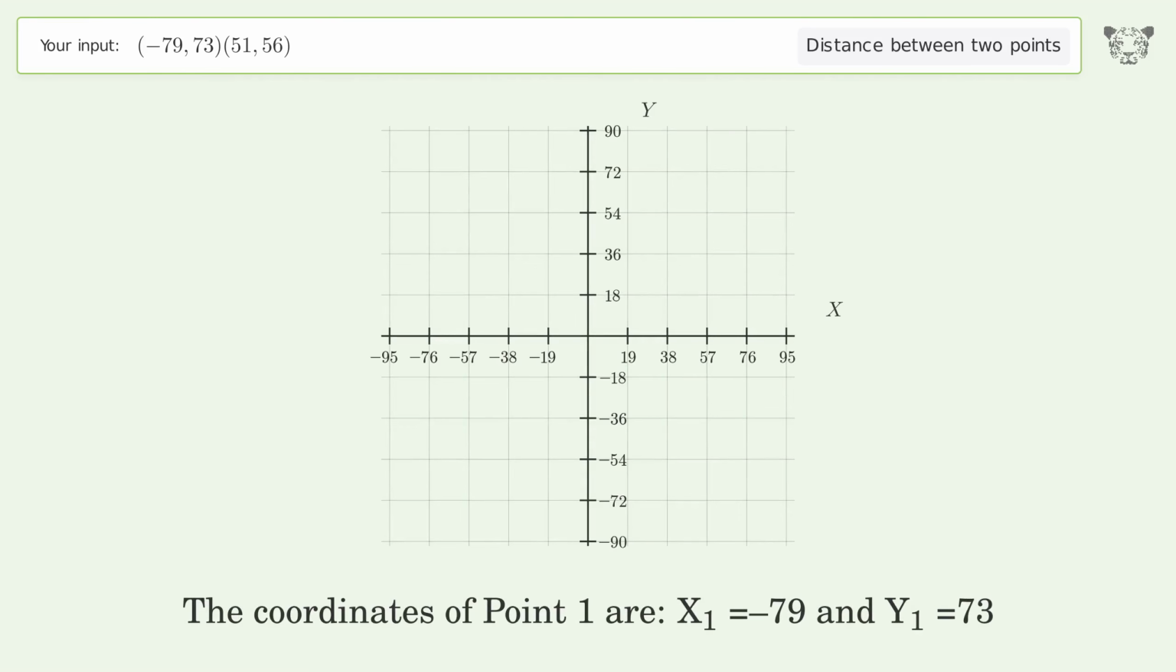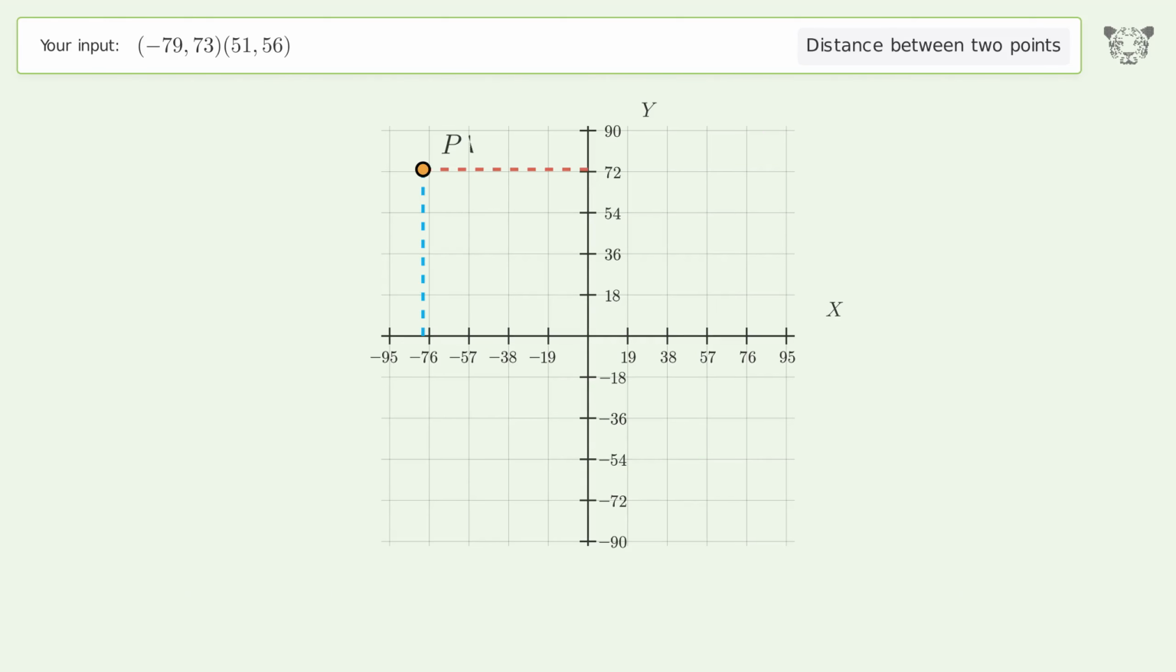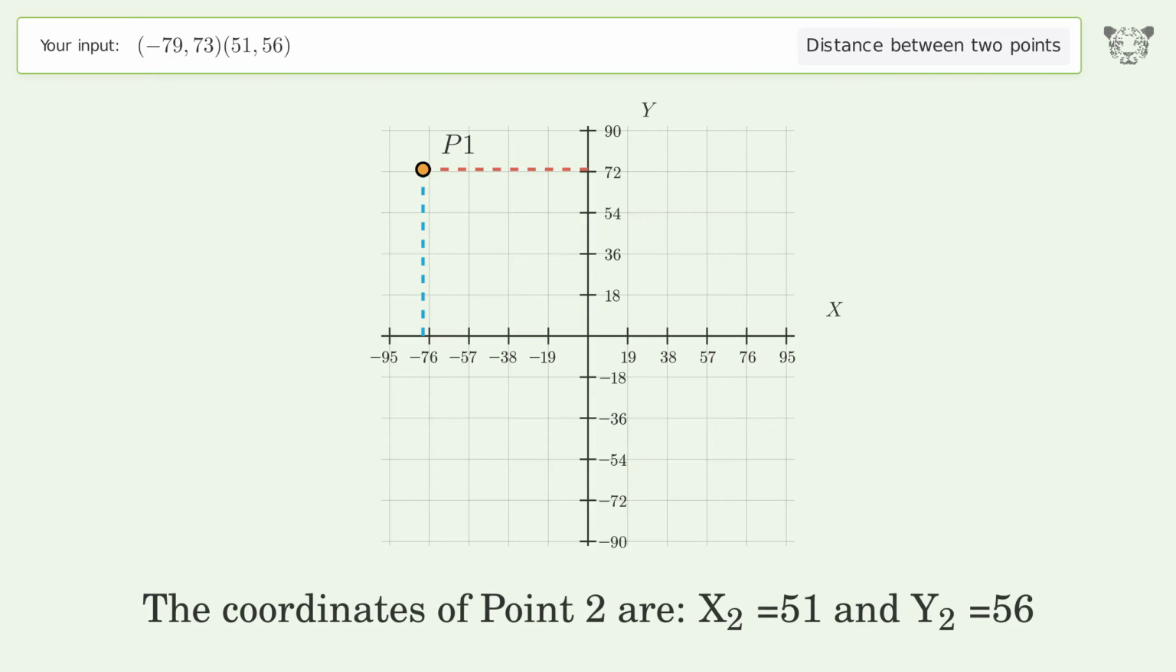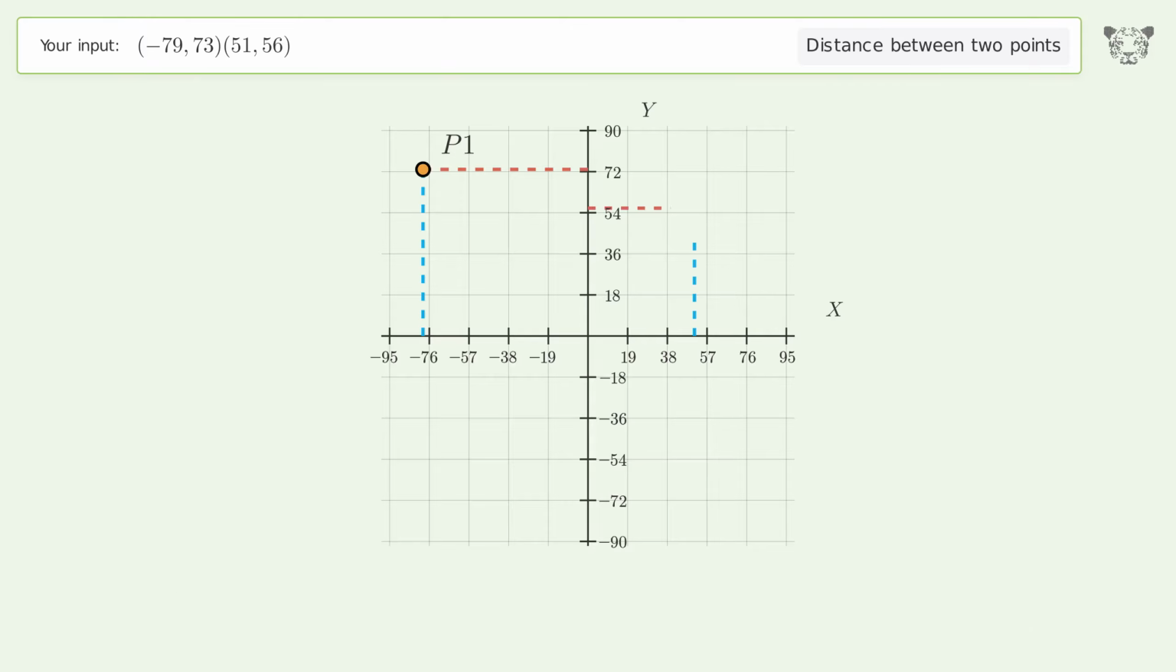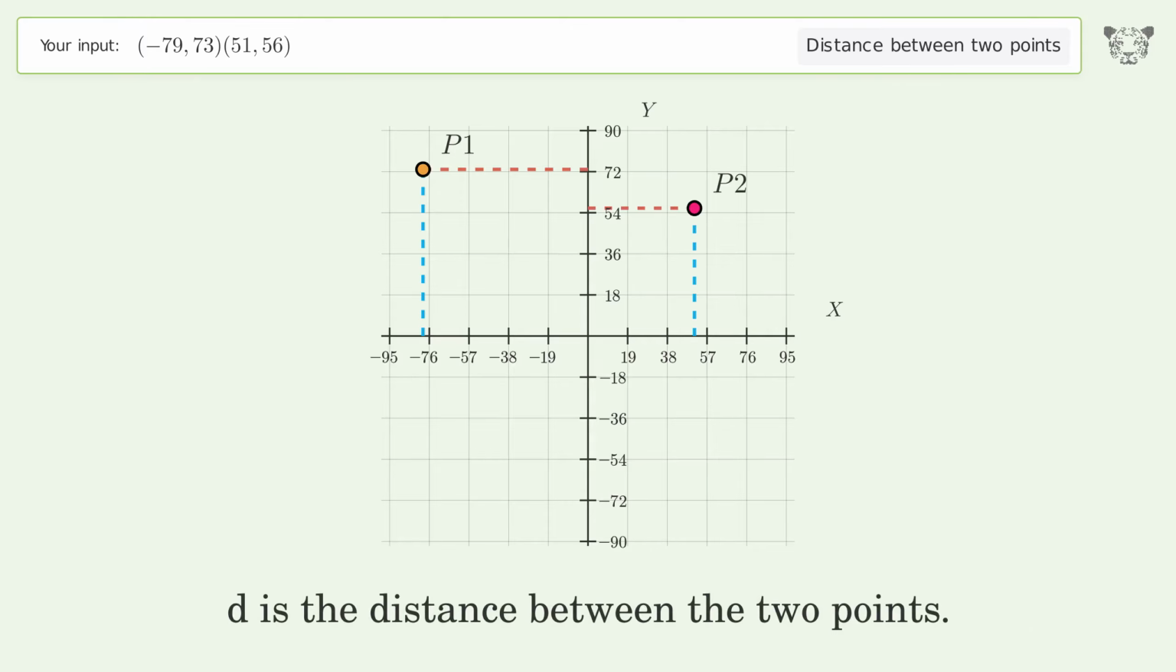The coordinates of point 1 are x1 equals negative 79 and y1 equals 73. The coordinates of point 2 are x2 equals 51 and y2 equals 56. D is the distance between the 2 points.